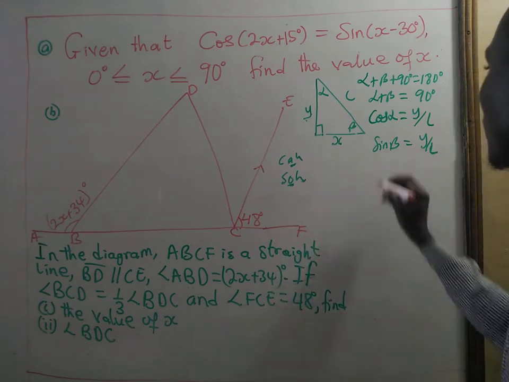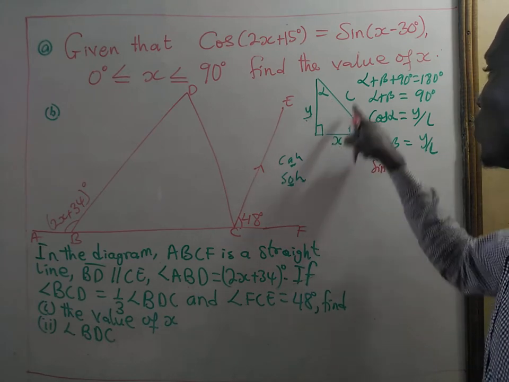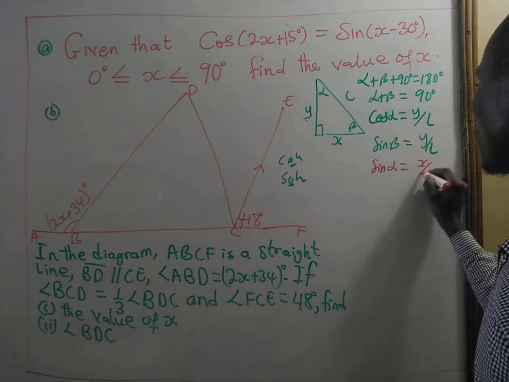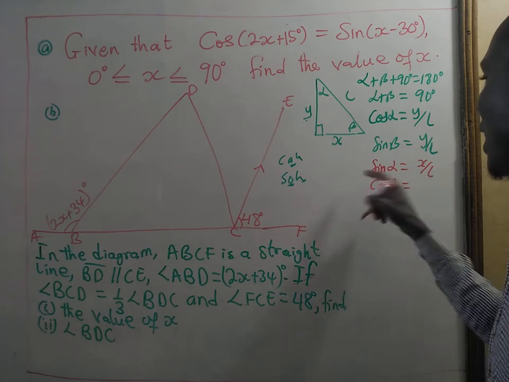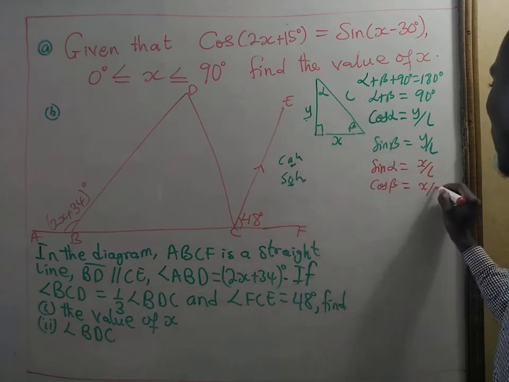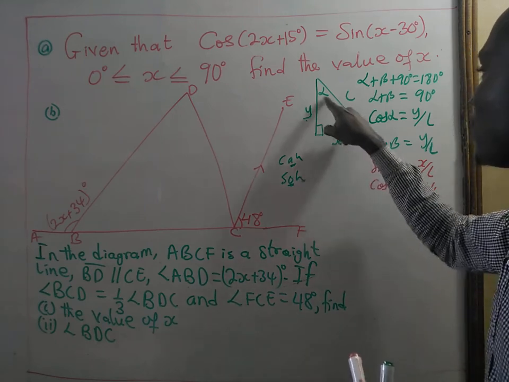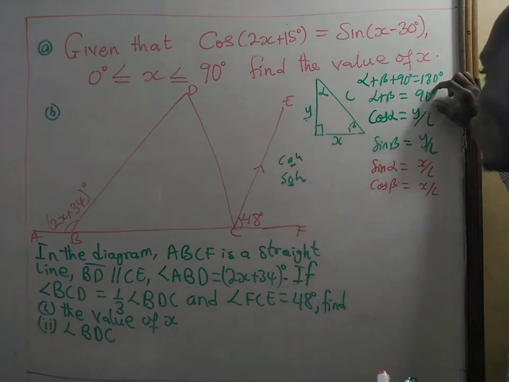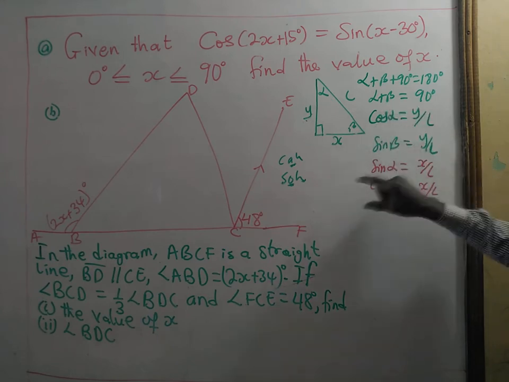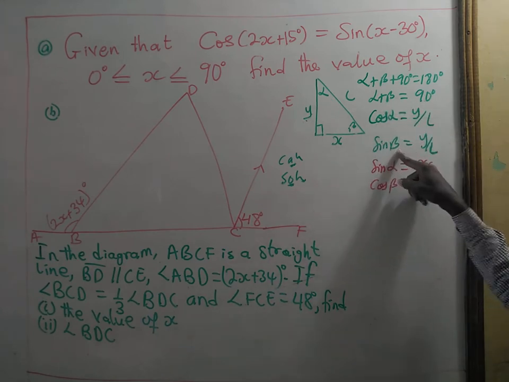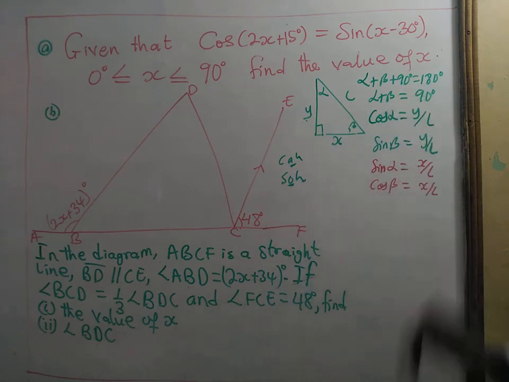Let's do the other way around. If I take sine of alpha, opposite over hypotenuse, I'll get x over L. If I take cosine of beta, adjacent over hypotenuse, I'll get x divided by L. In short, if the sum of two angles is equal to 90 degrees, then the cosine of one angle is equal to the sine of the other angle, and the reverse is also the same. The sine of one angle is equal to the cosine of the other angle.